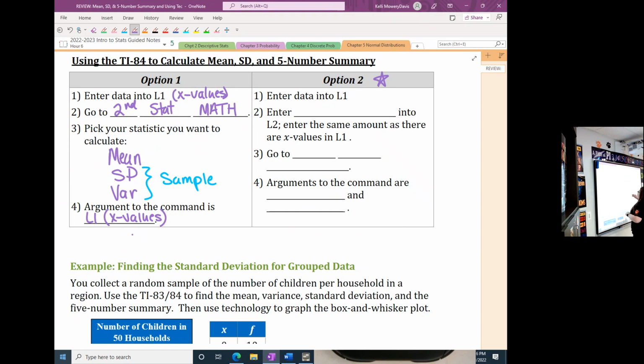We got our data entered into L1. Those are our X values. And then we need to enter ones for our frequency into L2. Now, if we have a normal frequency distribution, we're going to enter the actual frequencies. Because my data is all the data and every number appears once, that's why I'm putting a bunch of ones in. So I'm going to go to that L2. Whatever you have in L2, just override it and put ones in.